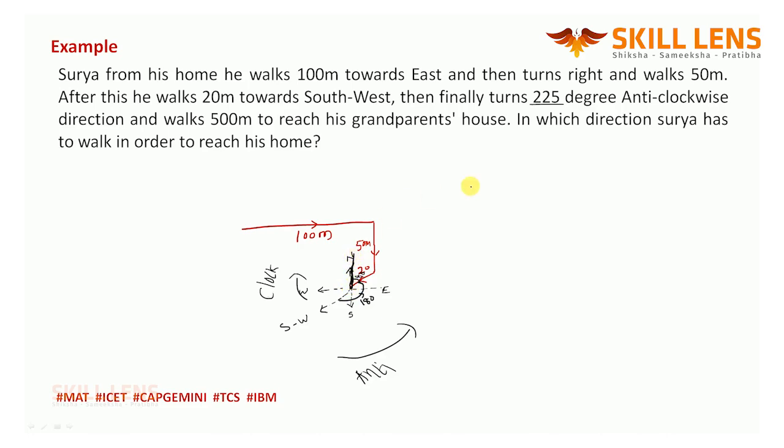Did he travel any distance? Yes, 500 meters. He is almost here, the straight one. Now this person is here, straight north. Now he is facing towards north, and this is the grandparents' house.